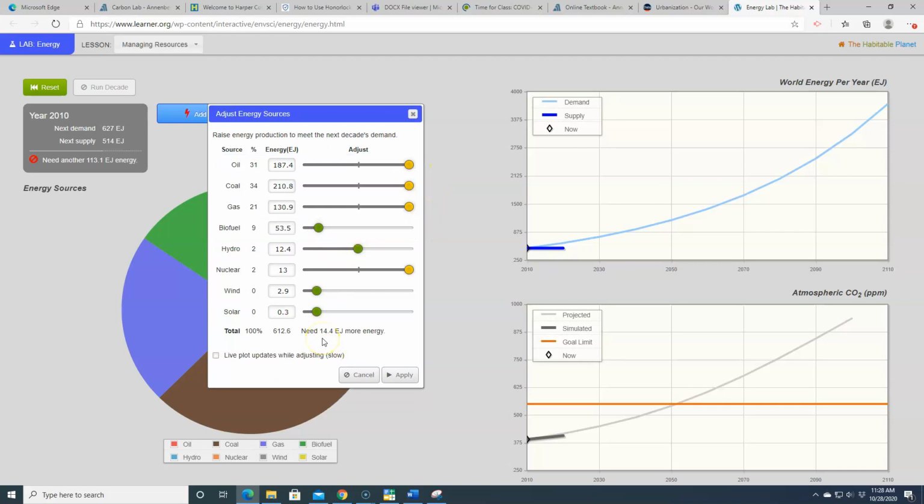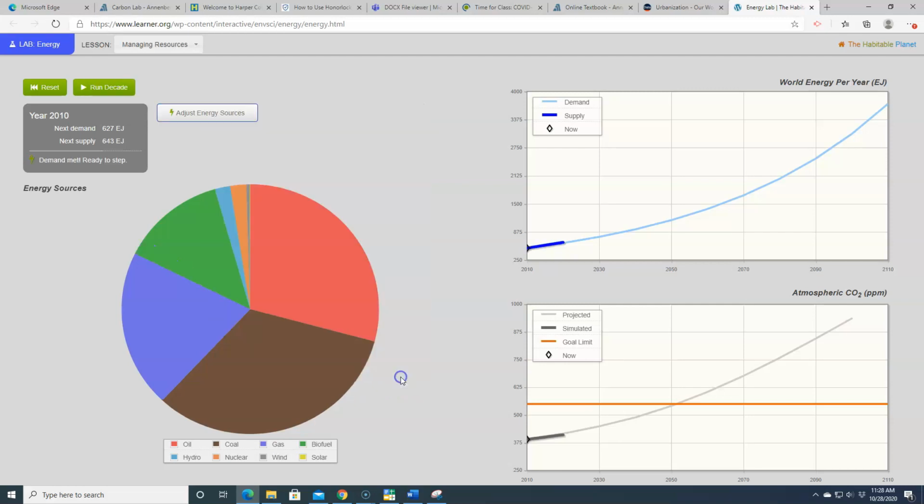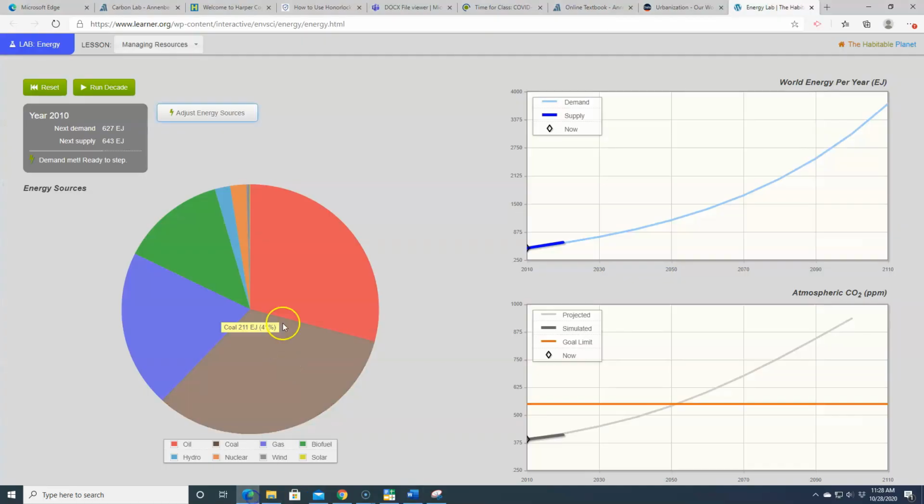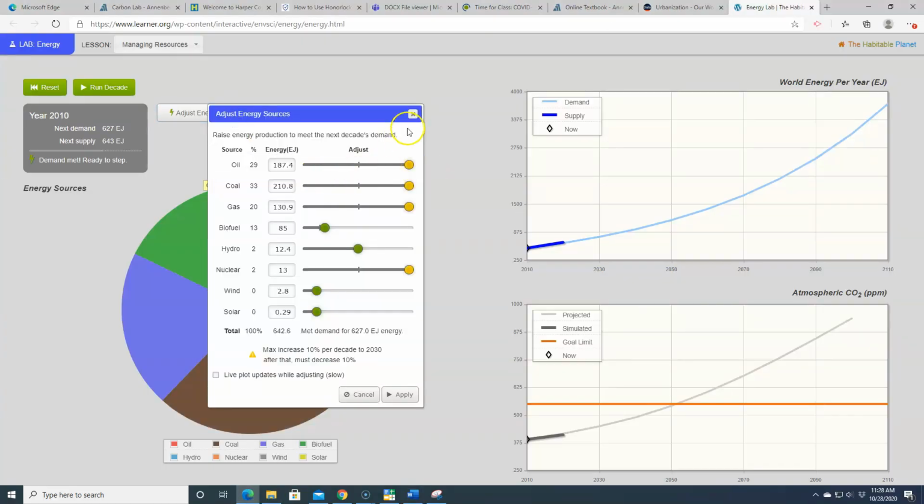So I'm still short on energy here. Now that I've maxed out my fossil fuels, now I can do something else like a biofuel, for example, right? Then once again, we hit apply, and you'll write down your mix of energy sources in your table, and you'll also make sure you look at that amount of CO2. So you'll continue to run the simulation over and over again.